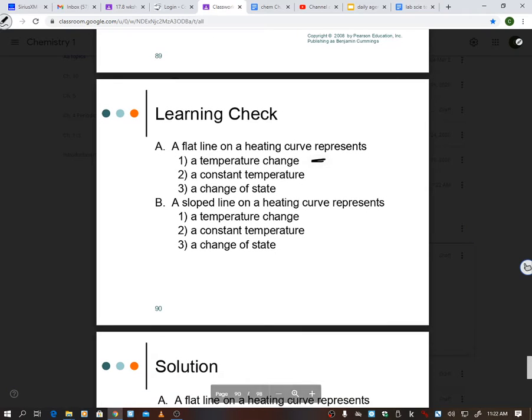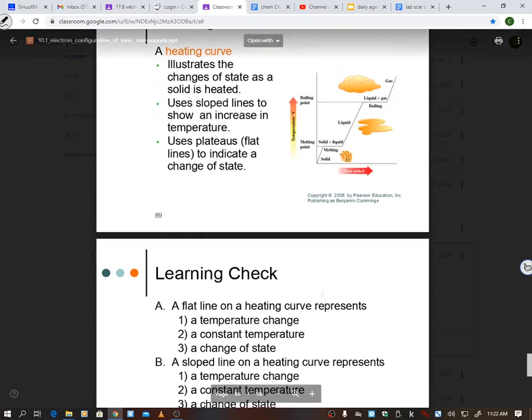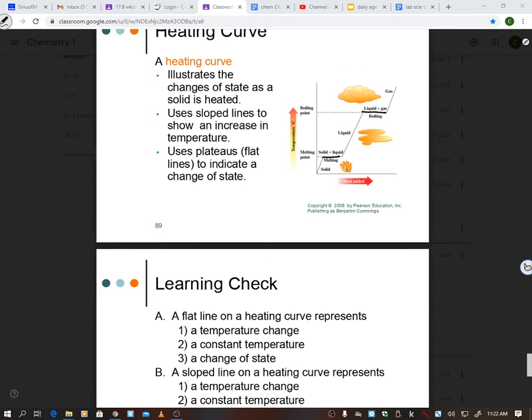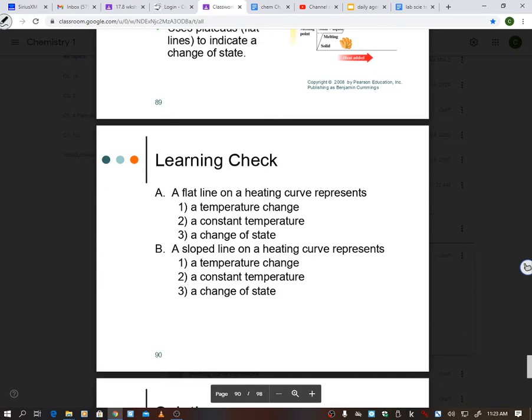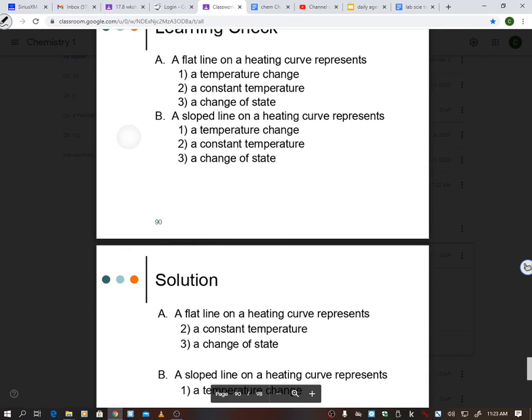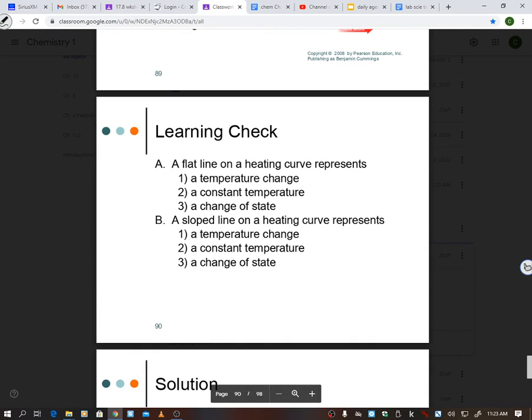A flat line on a heating curve represents, so when I say flat line, I'm talking about this right here, all right? That is a constant temperature, a change of state. Well, it is a constant temperature, right? That is 0 degrees or 100 degrees. And if you look here, it is constant temperature, but you are also changing state. You're also crossing over into some new state of matter at that point. B, a sloped line on the heating curve represents a temperature change, right? That your temperature is increasing or decreasing. It's not a constant temperature, but it's not a change of state, so it's just number 1.